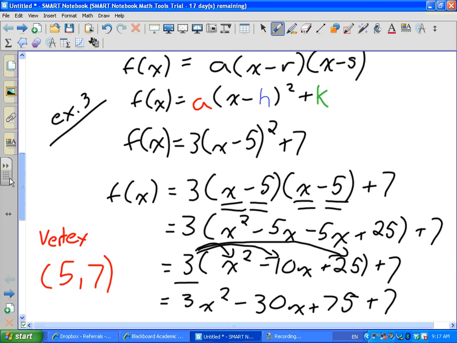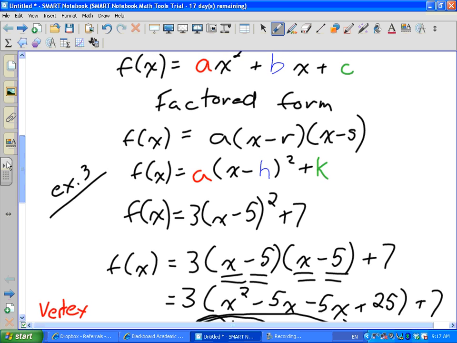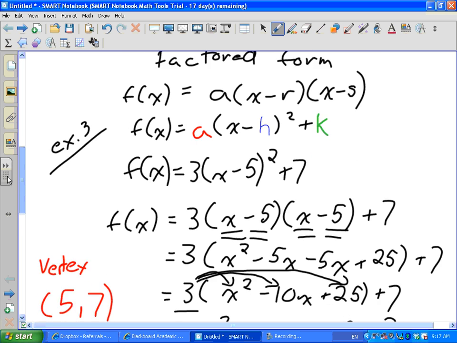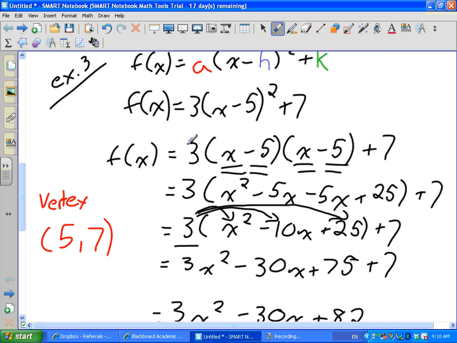Does anyone know how I could find the y-intercept of this? Y-intercept. What variable can I manipulate? X. What would I make X? 0. That's right. If I make X 0, I can then find out what the y-intercept is.